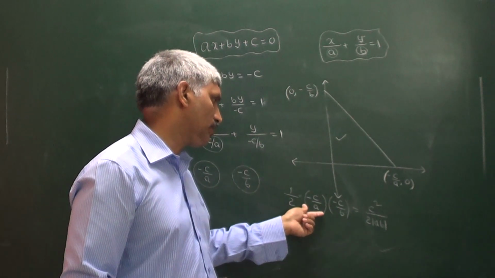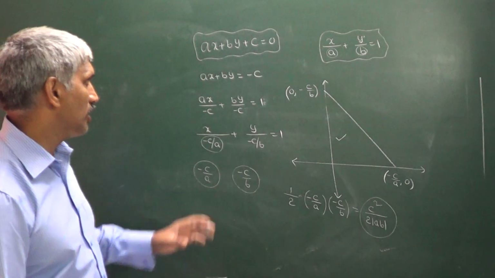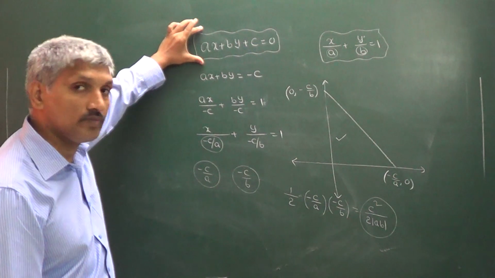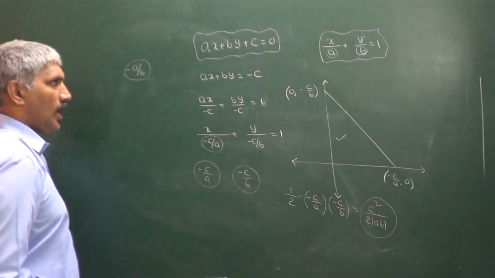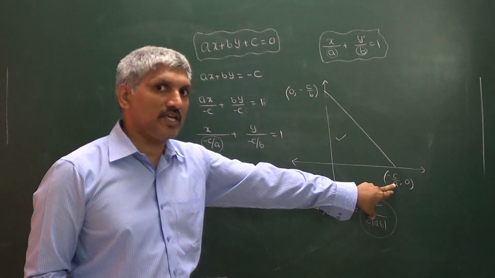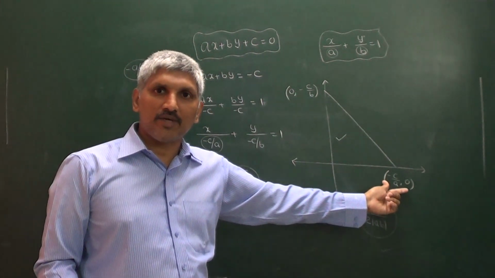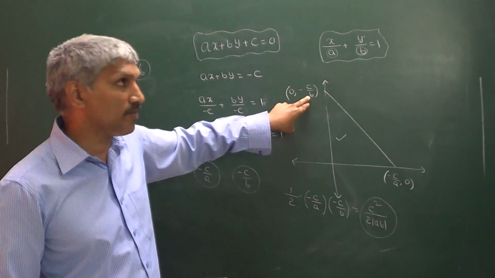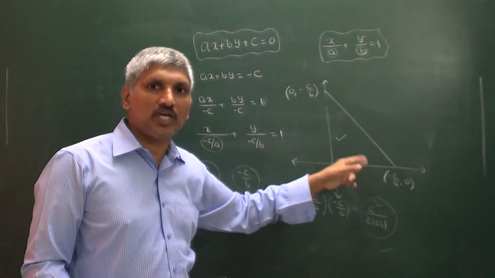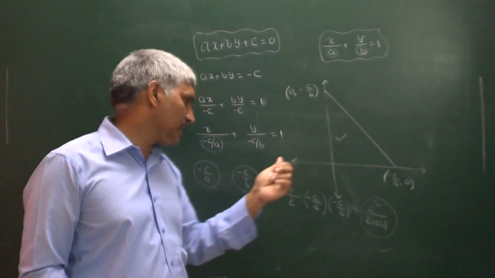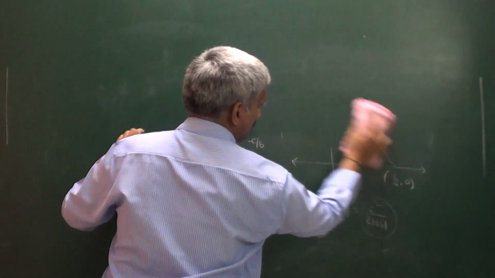Area is equal to half into base into height, so we got c square divided by 2 times mod ab. That means, what is the slope of this line? This line's slope is equal to minus a by b. And x-intercept is equal to minus c by a comma 0, if you put y is equal to 0. And y-intercept is equal to minus c by b, if you put x is equal to 0. This line along with the coordinate axes forms a triangle. Area of the triangle is given by c square divided by 2 times mod ab. So that is about that particular line's information.